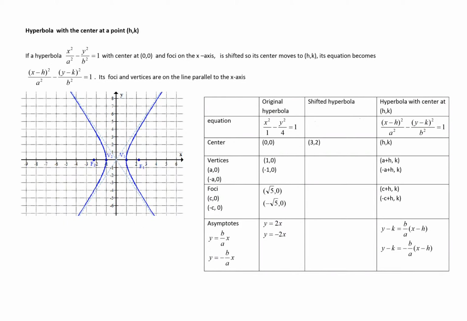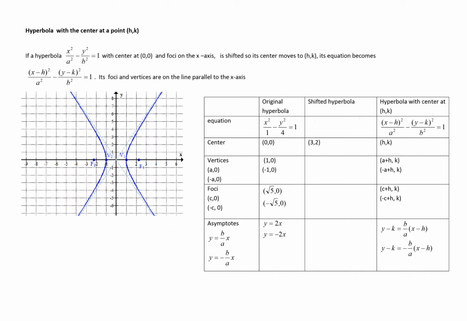We'll discuss here the equation of a hyperbola that is obtained by vertical and/or horizontal shift of the hyperbola with center at origin. We'll consider here the case where the foci are on the x-axis. We'll work first with a specific example before we discuss general properties.